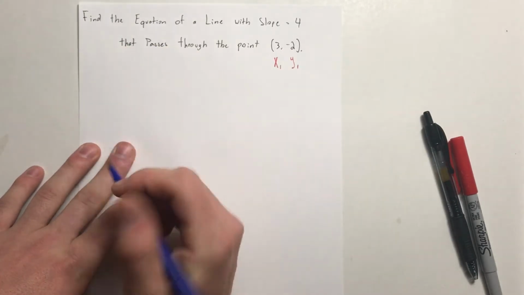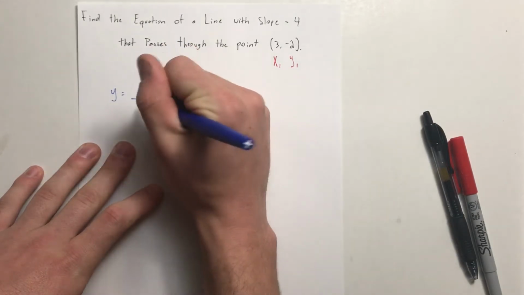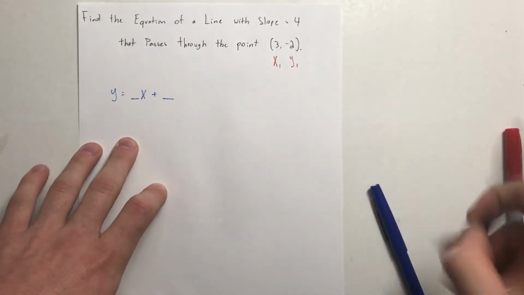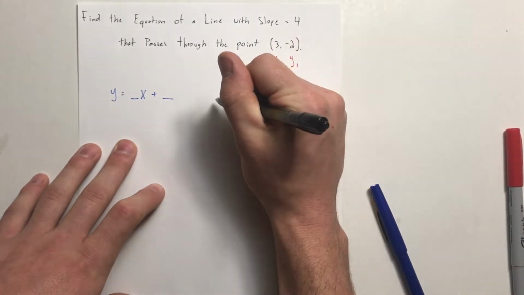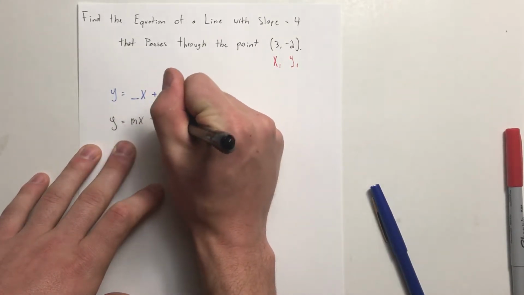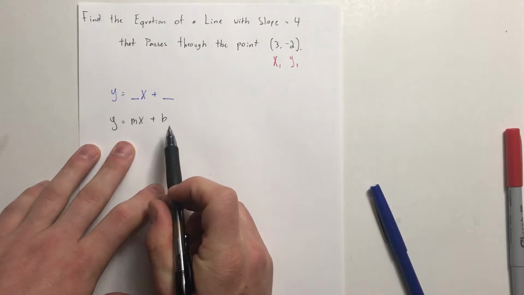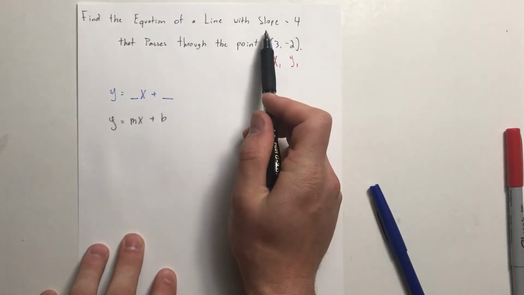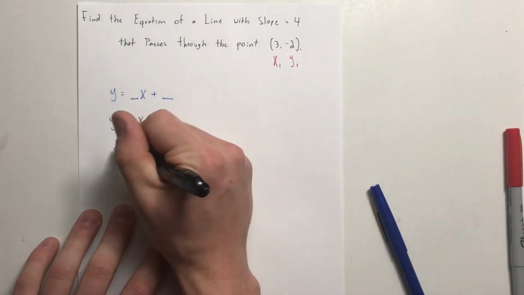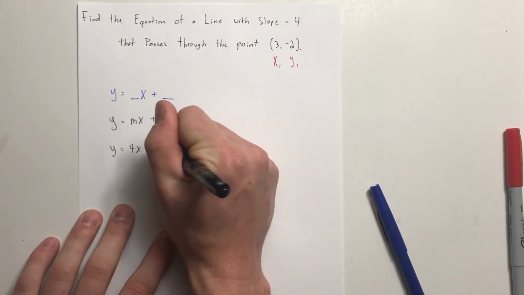So we know that slope-intercept form of a line is going to be y equals something x plus something, right? And if we're actually writing out the symbols, this is y equals mx plus b, where m is our slope and b is our y-intercept, and b can be solved for. Given in the problem, we already know our slope. So let's go ahead and plug in our slope for m. So that's going to look like y equals 4x plus b.